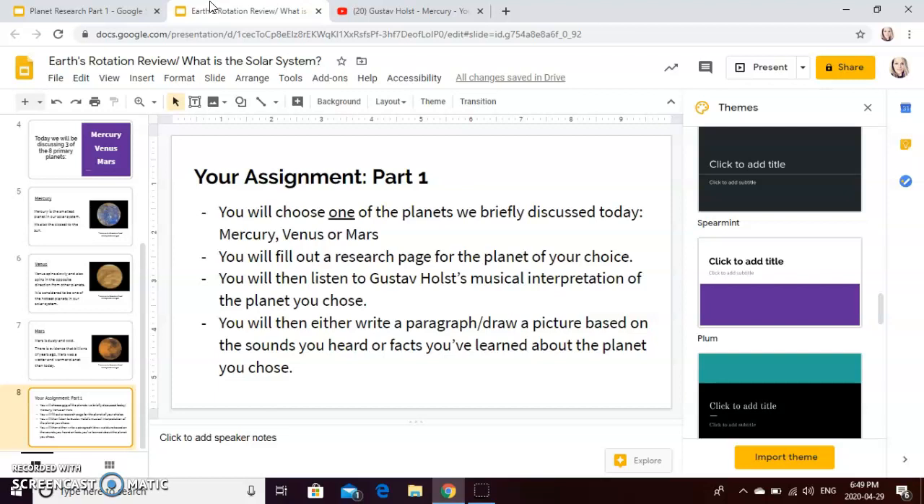So that's the 3 parts. You choose a planet, research it, and fill out the research page I've given. Listen to the musical interpretation that goes with it, and then reflect on what you heard when you listened to that music. So that is it for the assignment for today.